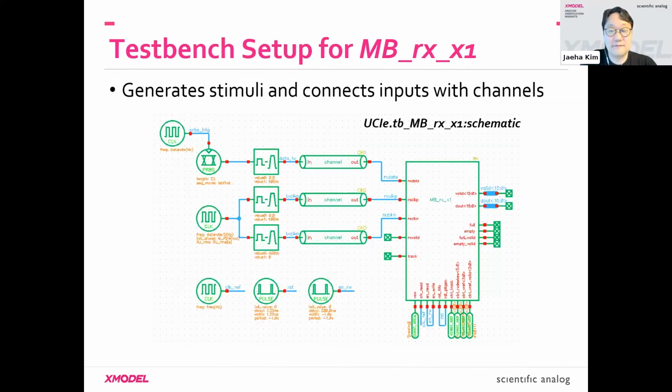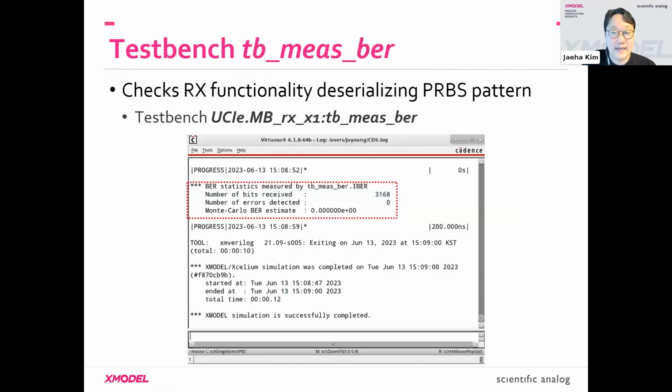Here's a testbed setup for this receiver. X1 means that we only have one data lane for simplicity. And this is a check for the deserialized stage, whether you have deserialized in the proper order. Quite often I make a lot of mistakes there, so I always do the check here.